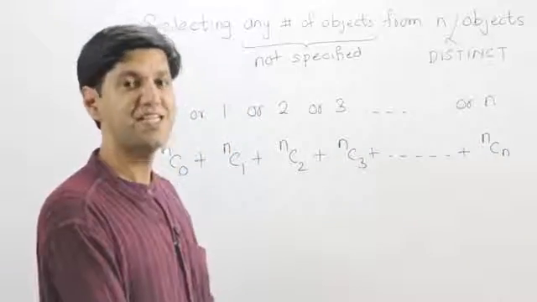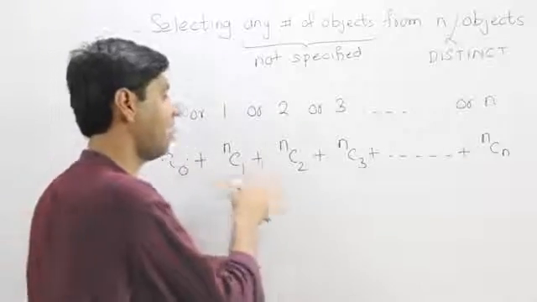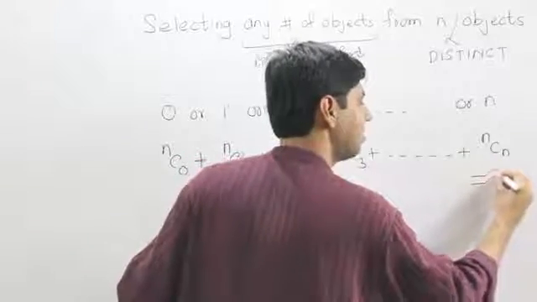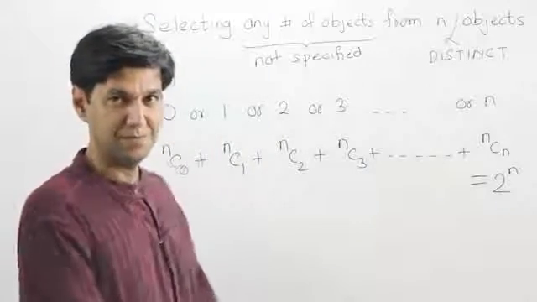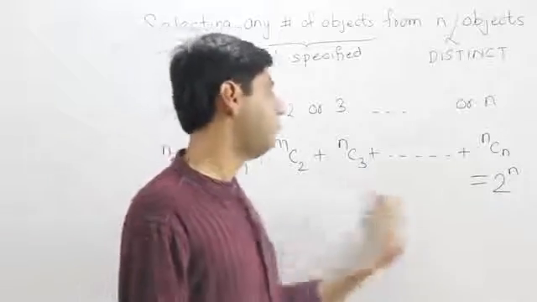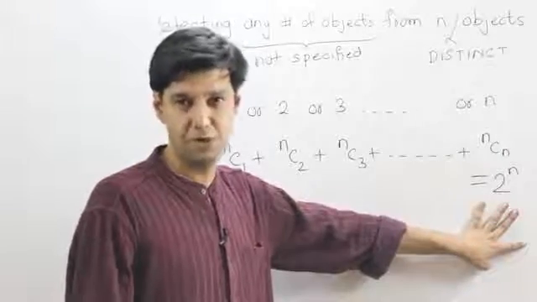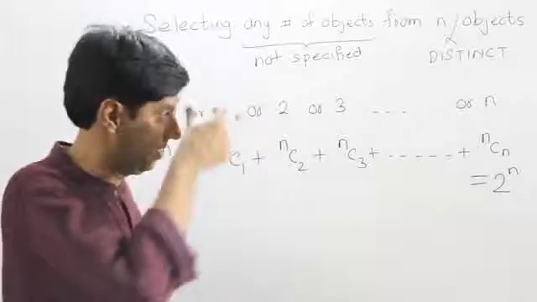And what is interesting is if it starts with nC0 and we have 1, 2, 3, 4, right up till n, this expression boils down to as simple as 2 raised to n. We will shortly see this logic of why it is 2 raised to n. But first let's just solve a simple question based upon this.